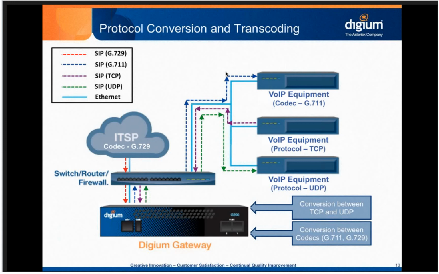So as you can see here, we've got a number of different VoIP equipment boxes sending things in either G711, TCP, or UDP, and the gateway is handling all the translation itself and sending it back out in the native codecs for the right machines.